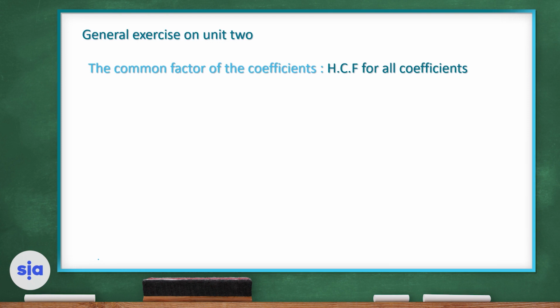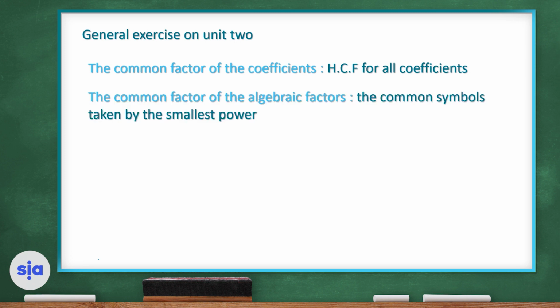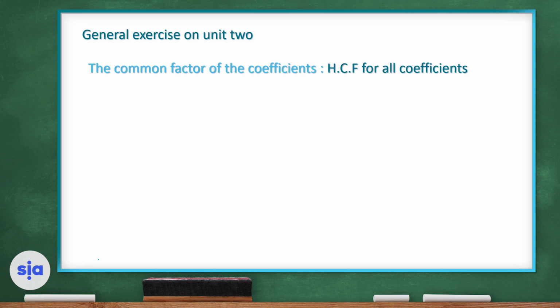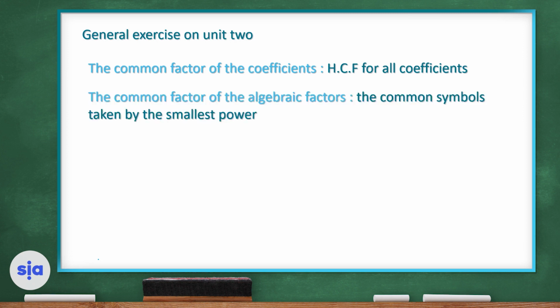In this session we'll be talking about factorizing by taking out the HCF, the highest common factor of all coefficients. In order to find the HCF, first of all we get the common factor of all the coefficients by getting the HCF of all coefficients. To find the common factor of the algebraic factors, the common symbols are taken by the smallest power.